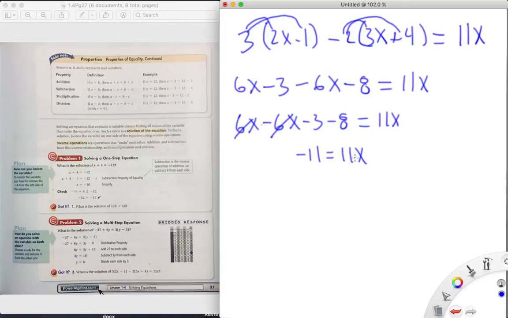What's happening to x? X is being multiplied by 11, so I'm going to do the opposite operation, or inverse, which is to divide. And I'm going to divide on both sides by the same number that's being multiplied by x. 11 divided by 11 is 1. 1 times x is x. Negative 11 divided by positive 11 gives me negative 1. X is negative 1.